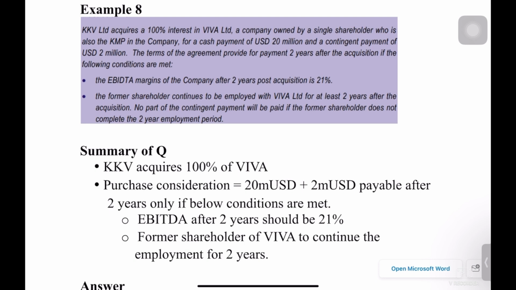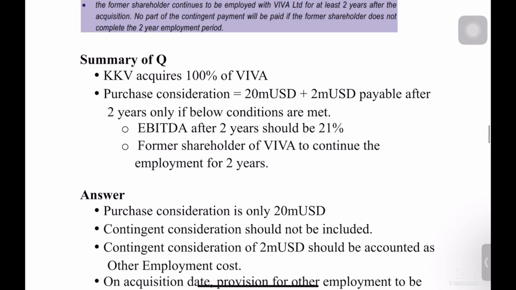The first condition is the company should ensure EBITDA, which means earnings before interest, tax and depreciation allowance, after 2 years should be 21%. And the second condition is the former shareholder of Viva continues the employment for at least 2 years. So these are the conditions. Now let's look at the answer.